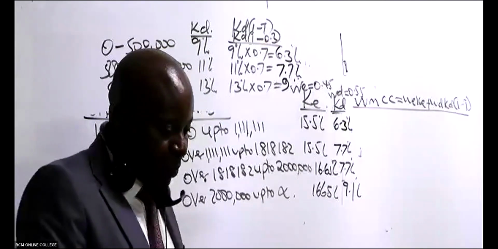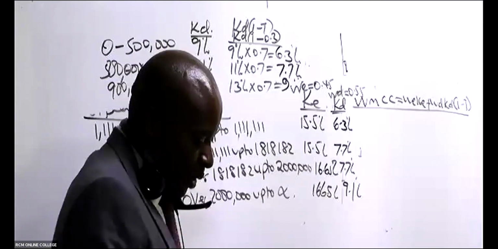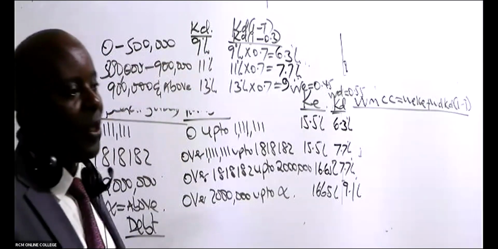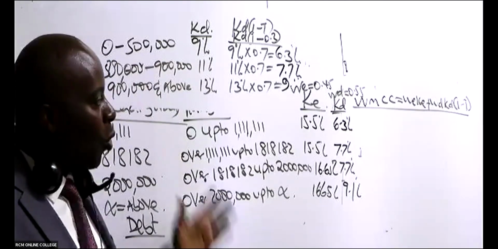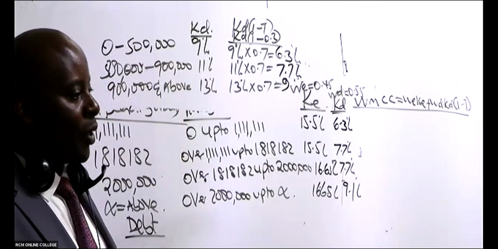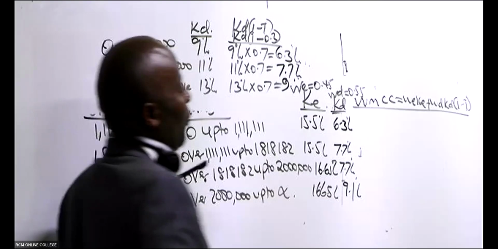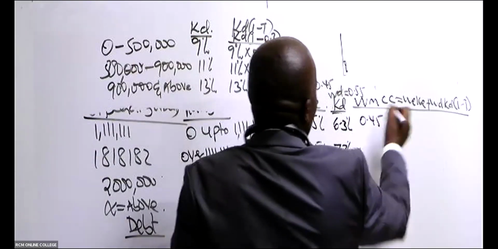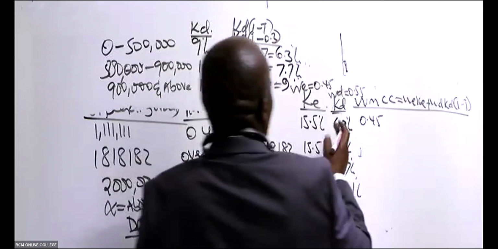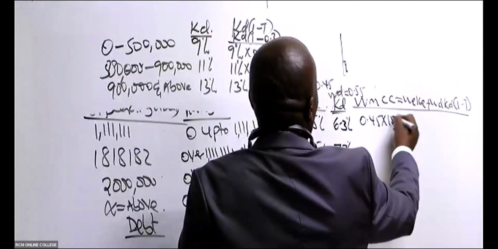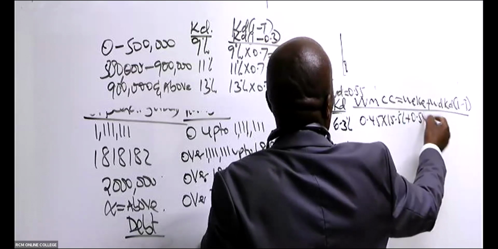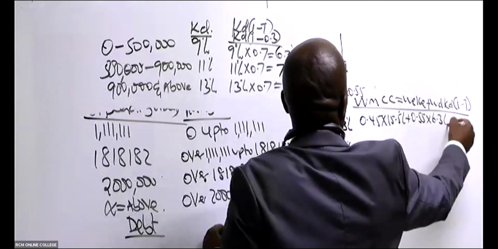So go ahead and post for me the WMCCs. I've already given you the way to go. I've given you the formula. So perhaps I could do the first one. You see the weight here is 0.45 for the first class, right? 0.45 equity times 15.5% plus 0.55 times what here, somebody?